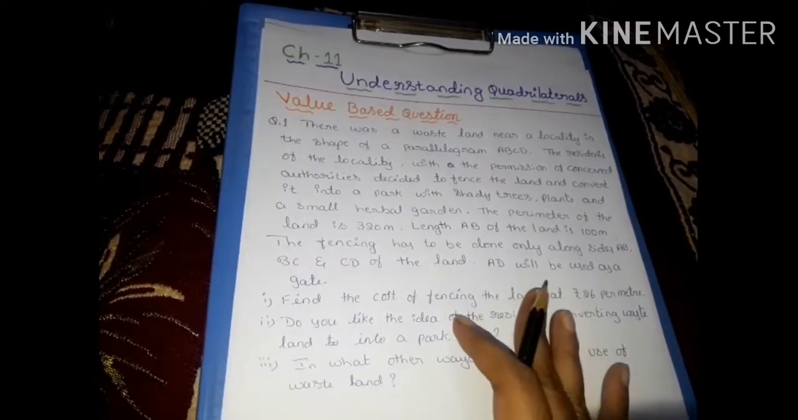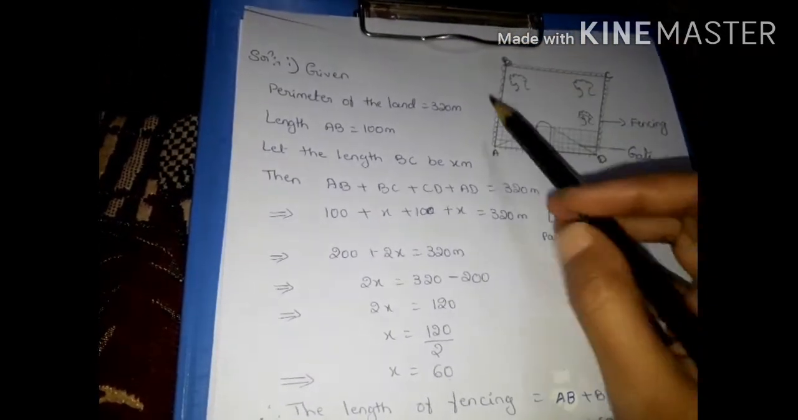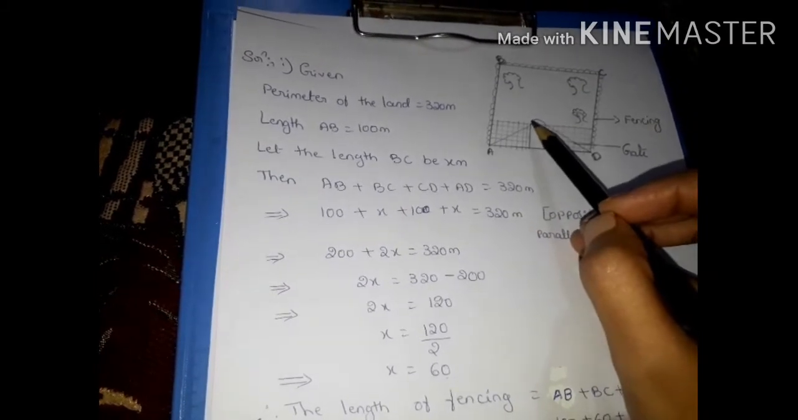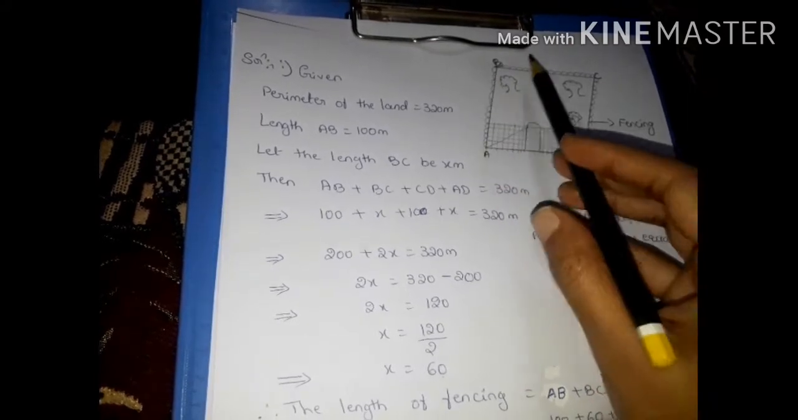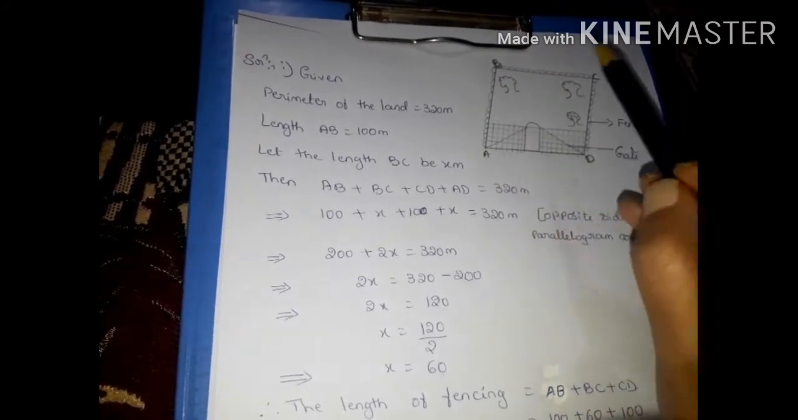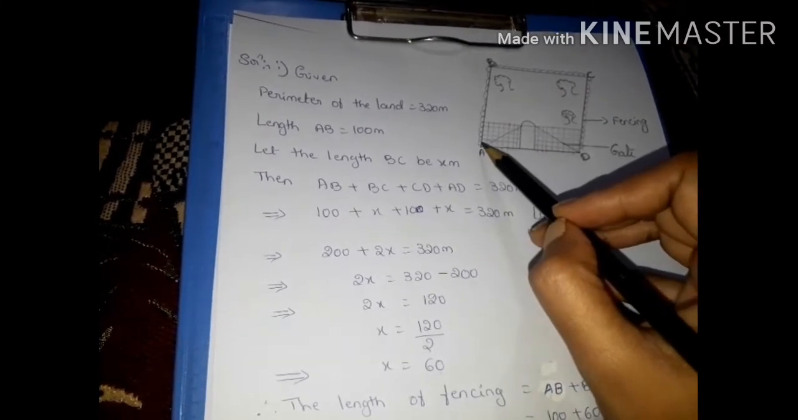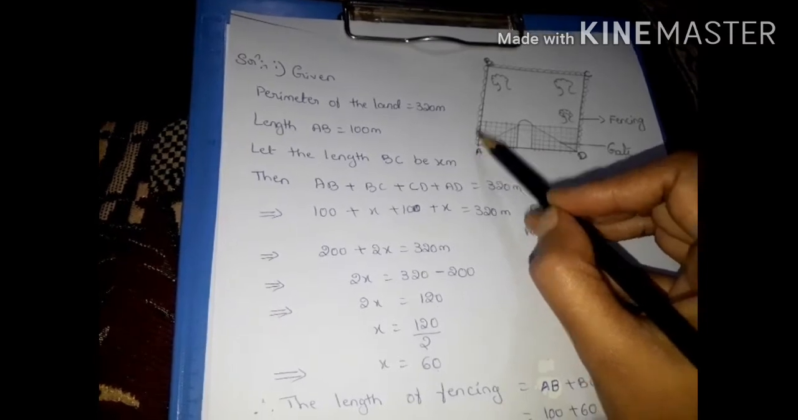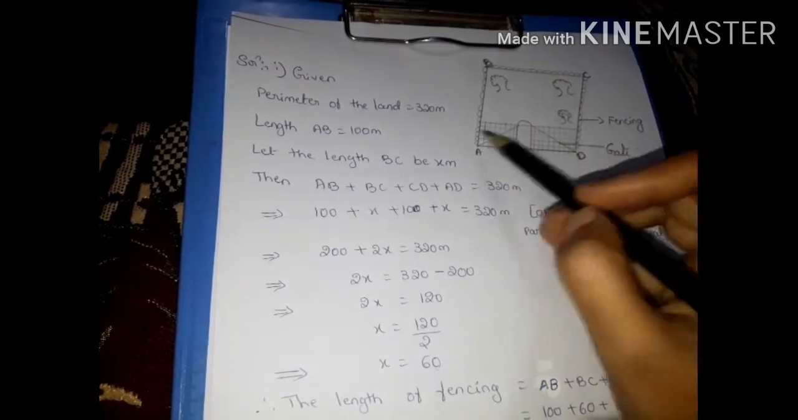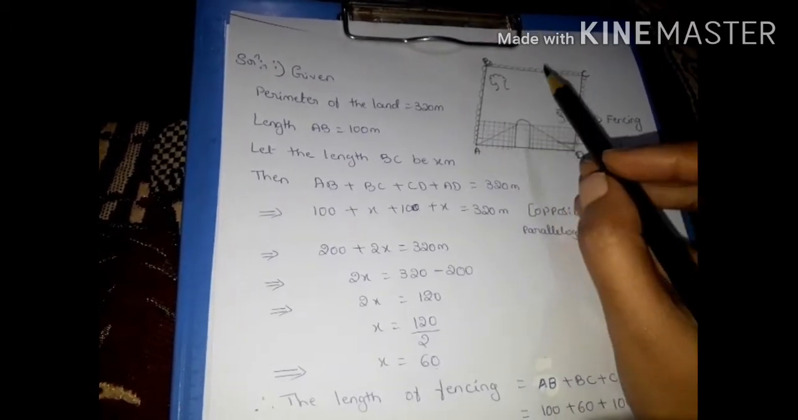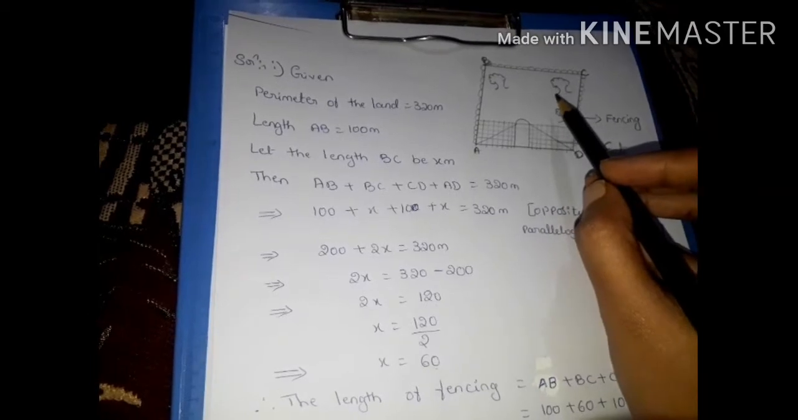Now, let us solve this question through the diagram. Here, the diagram ABCD is a parallelogram, it is a wasteland. AB length given, which is 100 meter, and also the total perimeter of this land given 320 meter. AD is used as a gate. You have to find the cost for fencing three sides, that is AB, BC and CD. To do the fencing for these three sides, what is the cost if for every 1 meter is 26 rupees.